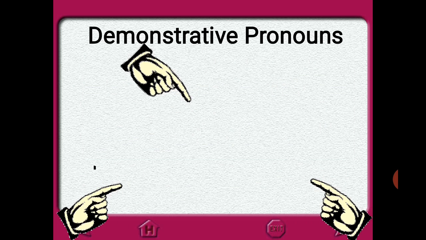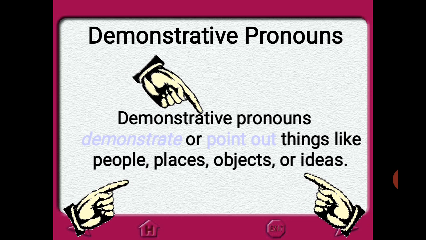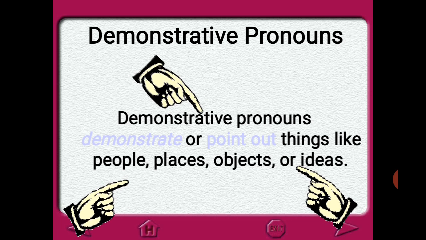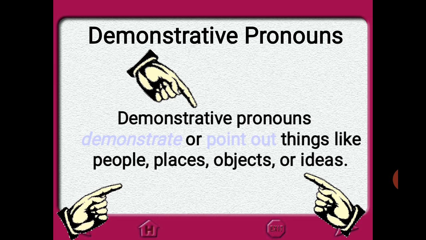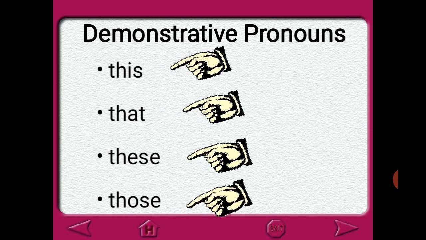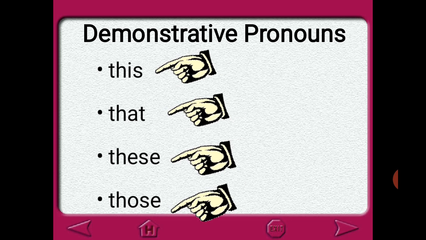Demonstrative pronouns. They demonstrate or point out things like people, places, objects, or ideas. They point out the things. Which words are the demonstrative pronouns? This, that, these, those. These are pointing.